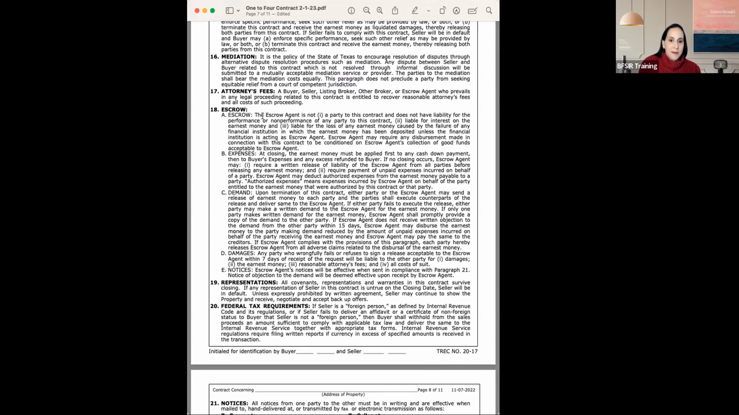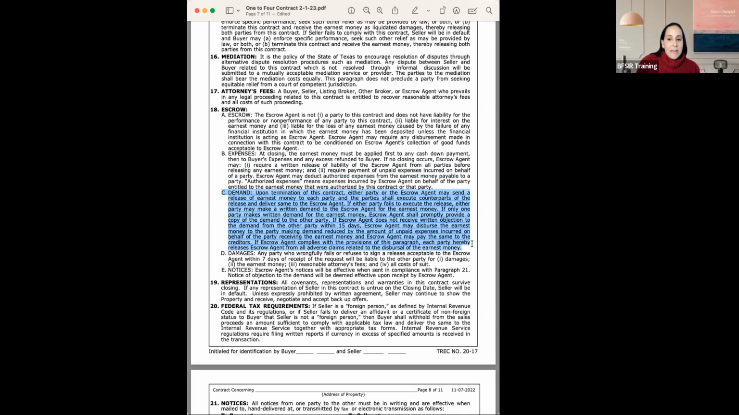But this is basically the paragraph that's the CYA for the title company saying they're not a party. They're not liable for the performance or non-performance. They're not liable for interest. And then it says, at closing, the earnest money will be applied first to cash down payment, then buyer's expenses, then any excess. If no closing occurs, it says what the title company is going to do, basically request a release from everyone. This is the paragraph you need to know if you get into a fight about the earnest money.